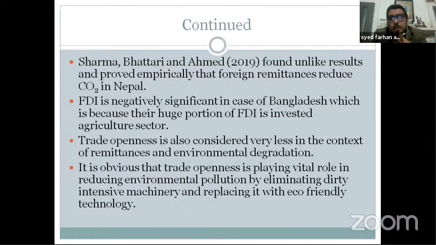Trade openness is also considered very less in the context of remittances and environmental degradation. It is obvious that trade openness is playing a vital role in reducing environmental pollution by eliminating dirty, intensive machinery and replacing it with eco-friendly technology. This is the cause why trade openness is showing a negative relationship with carbon emission in these countries.